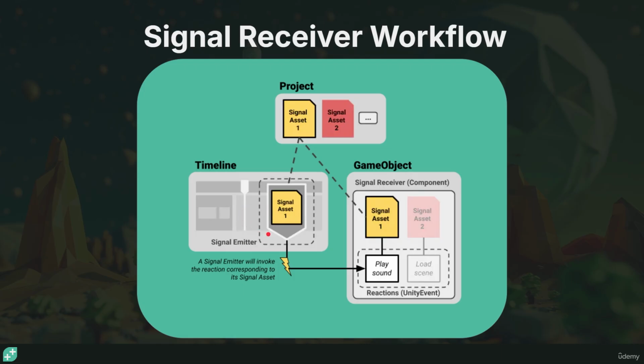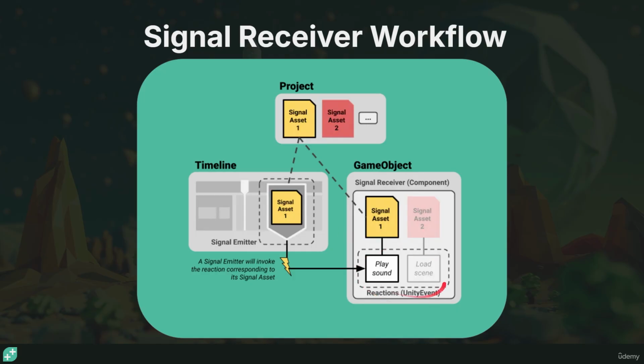A signal emitter contains a reference to a single asset. In our timeline specifically, a signal emitter is usually represented by a marker. We can use either a signal track, or you can actually put markers directly at the top of the timeline ruler. A signal receiver is a component with a list of reactions, basically telling Unity when to fire specific events.